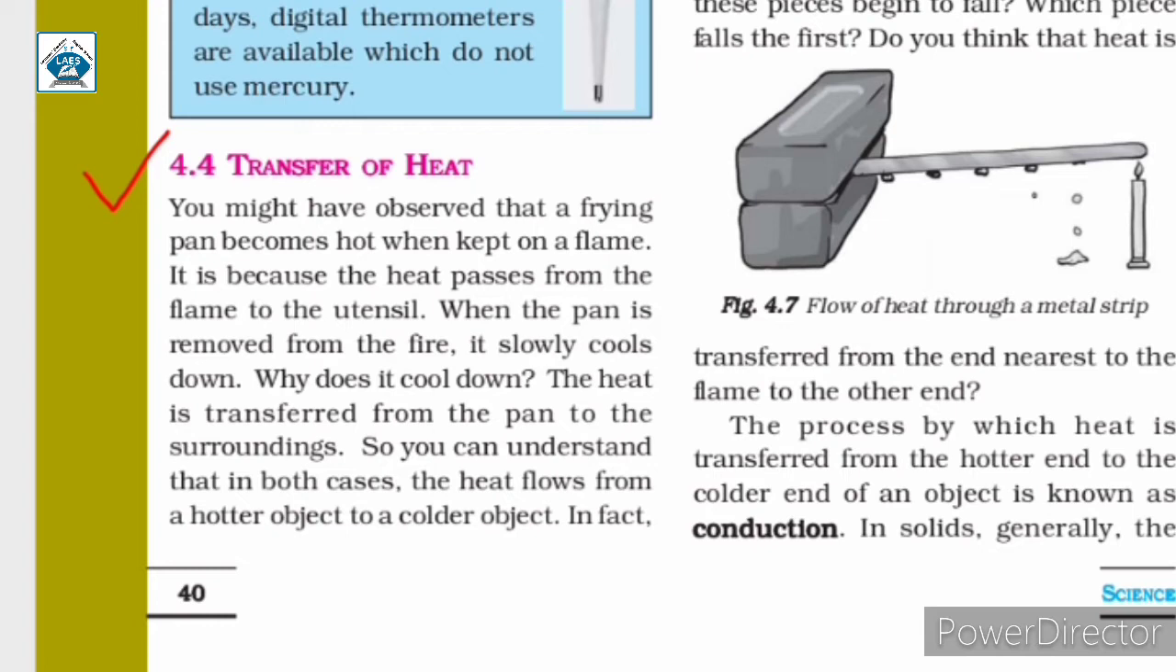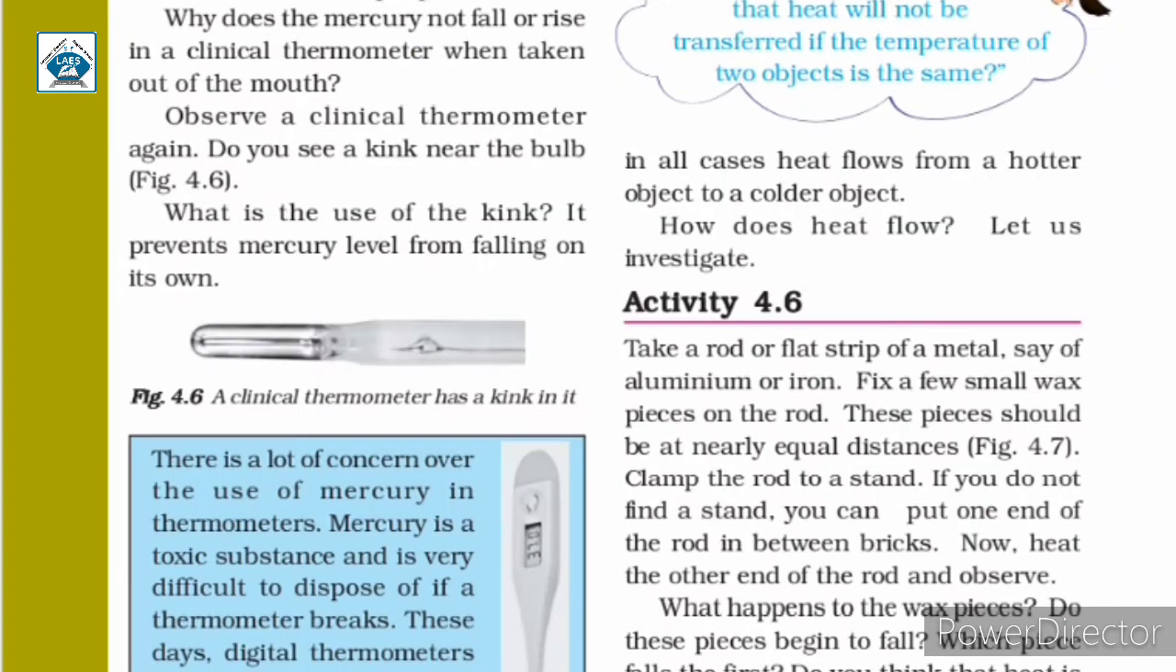Why does it cool down? The heat is transferred from the pan to the surroundings. So you can understand that in both the cases, the heat flows from a hotter object to a colder object. In fact, in all cases, heat flows from a hotter object to a colder object. How does heat flow? Let us investigate.